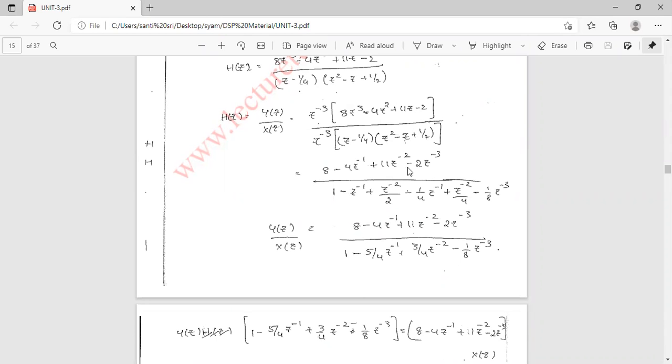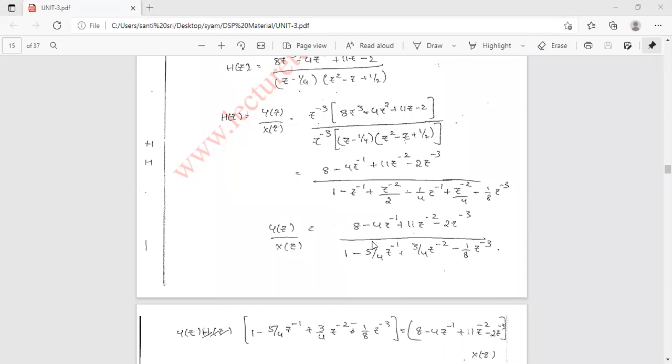Now multiply these two and then again multiply with z power minus 3 so that it will become 1 minus z power minus 1 plus z power minus 2 by 2 minus 1 by 4 into z power minus 1 plus z power minus 2 by 4 minus 1 by 8 into z power minus 3. So that Y of z by X of z is equal to 8 minus 4 z power minus 1 plus 11 z power minus 2 minus 2 z power minus 3 by 1 minus 5 by 4 into z power minus 1. Here z power minus 2 by 4 is there.